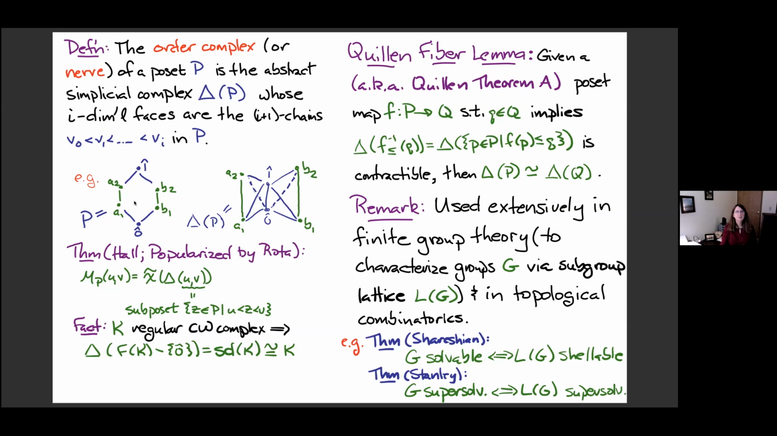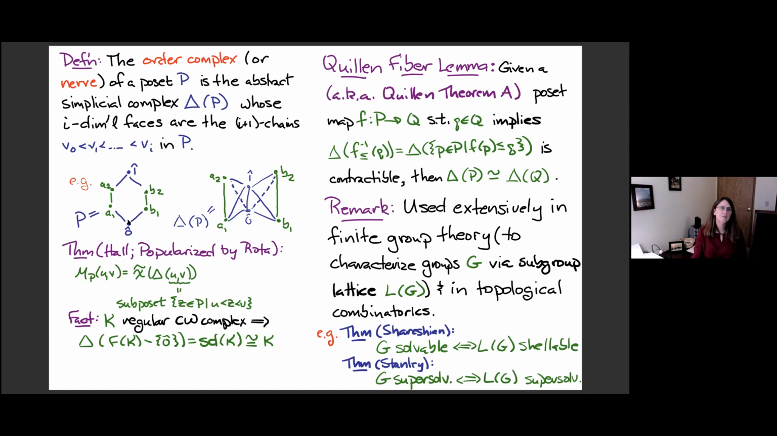So if we have this poset P, we get 6 vertices from the elements. We get edges from the 6 cover relations, but we also have an edge from 0 hat to A2 because 0 hat is less than A2, and so on. So we get 0 hat less than A1 less than A2, that's a 4-chain, so that gives us a 3-dimensional face here, and so on. So it's an abstract simplicial complex. And one reason people care about these is because the Möbius function of the poset can be interpreted as the reduced Euler characteristic of this complex.